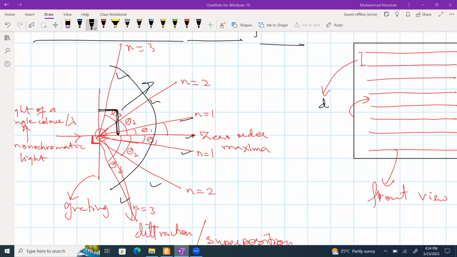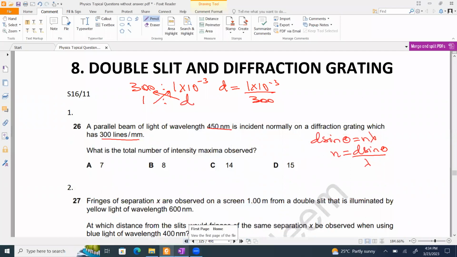So for finding the total number of maxima order, we always have to keep theta as 90 degrees. I'm doing substitution here. D here is 1 into 10 exponent minus 3 upon 300. This is the value of D. Sine theta means sine 90, that is 1, always, upon lambda, which is 450 into 10 exponent minus 9. Do the calculation and tell me the answer for n quickly.